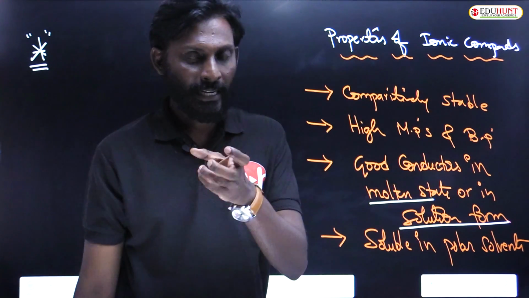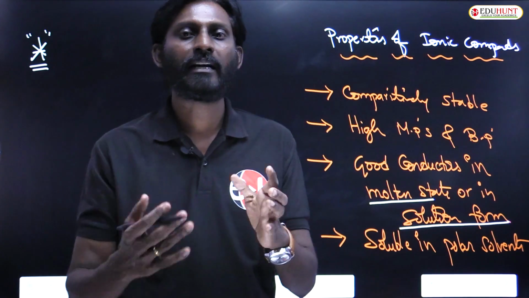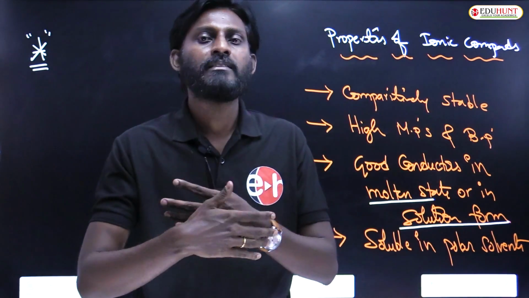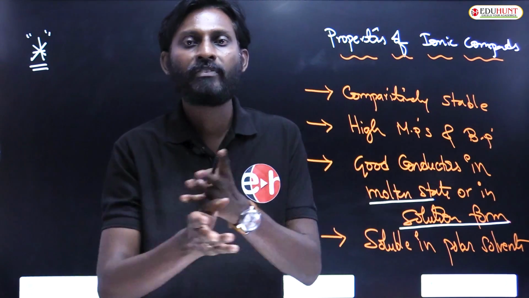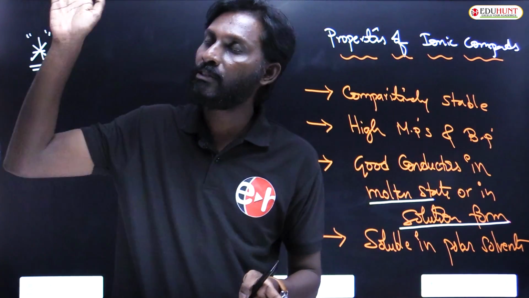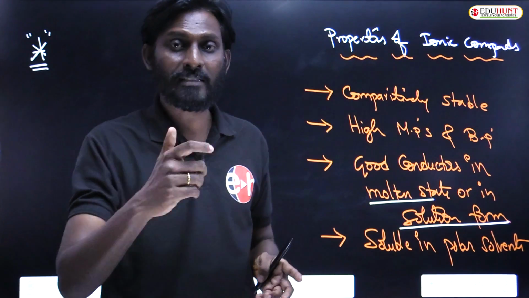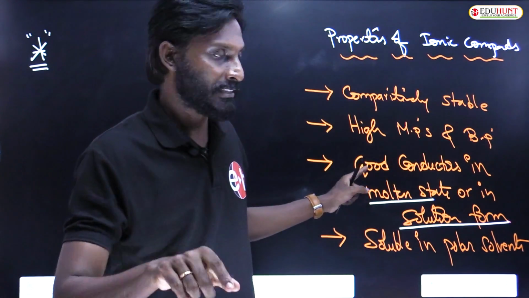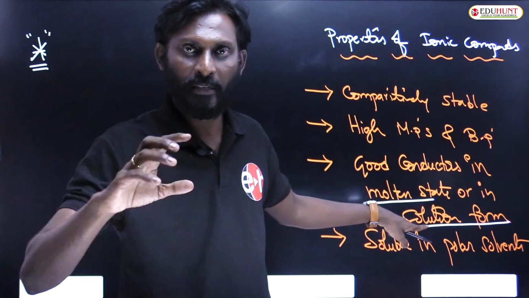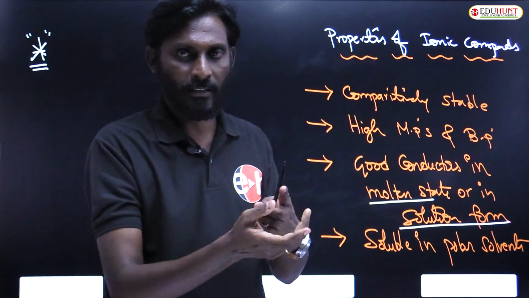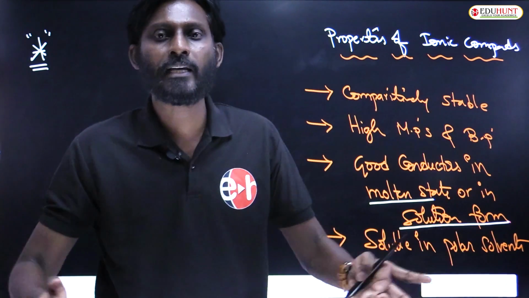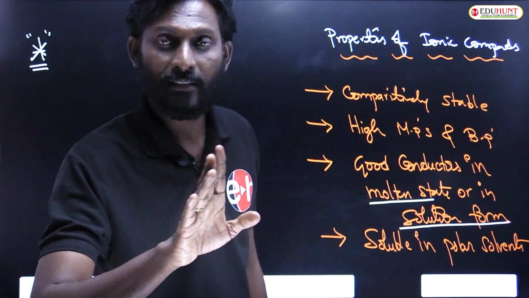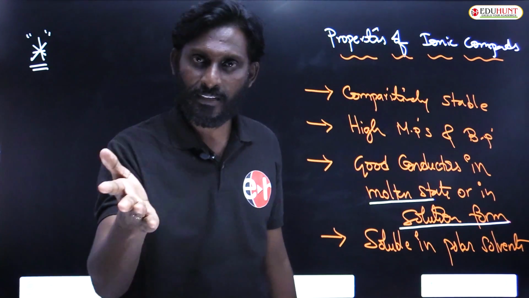See, you take NaCl. NaCl in solid state doesn't conduct electricity. But when you melt NaCl, what happens? The Na plus and Cl minus are now free. They can move freely. That means cation can move towards cathode and anion can move towards anode. That's how they can conduct electricity. So ionic compounds are good conductors of electricity in molten state or in solution form. That means you can dissolve NaCl in water so that Na plus and Cl minus are free now. They can move towards cathode and anode. But solid NaCl is not a conductor because ions are not free.